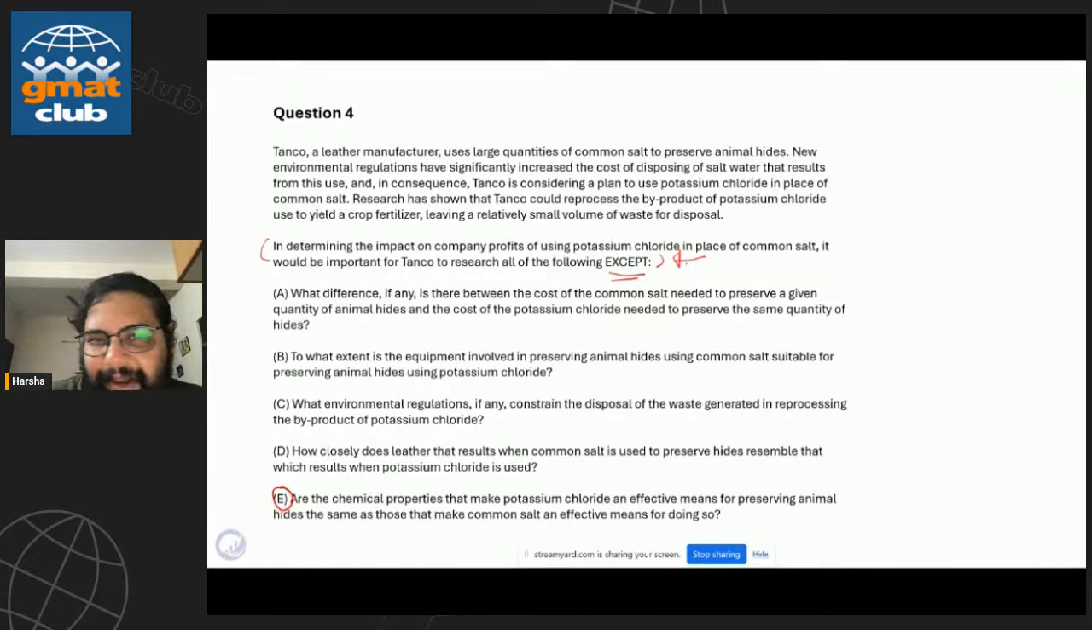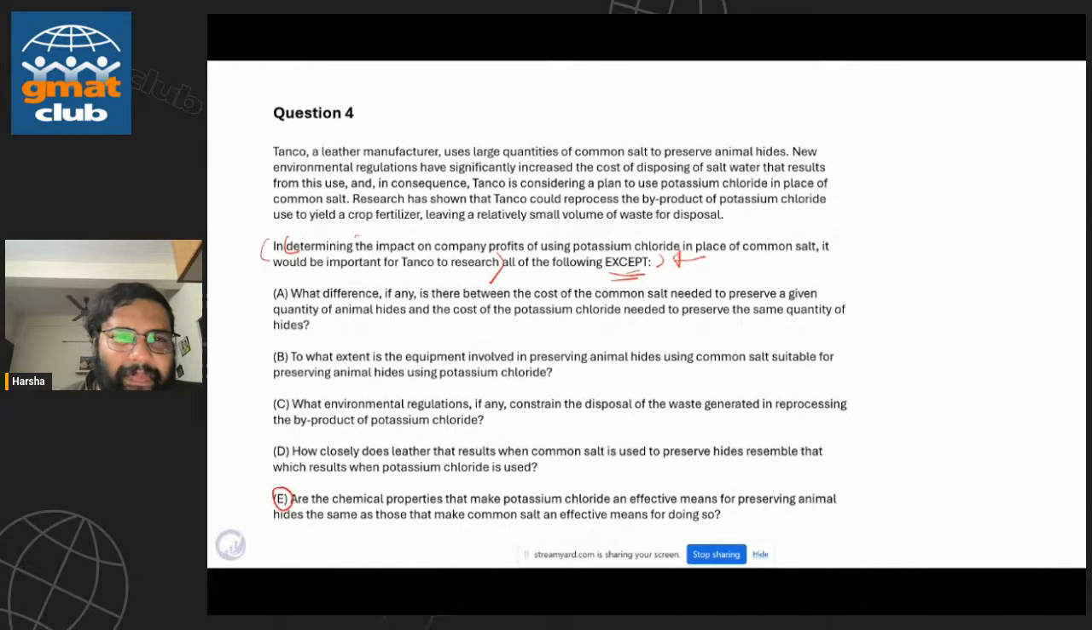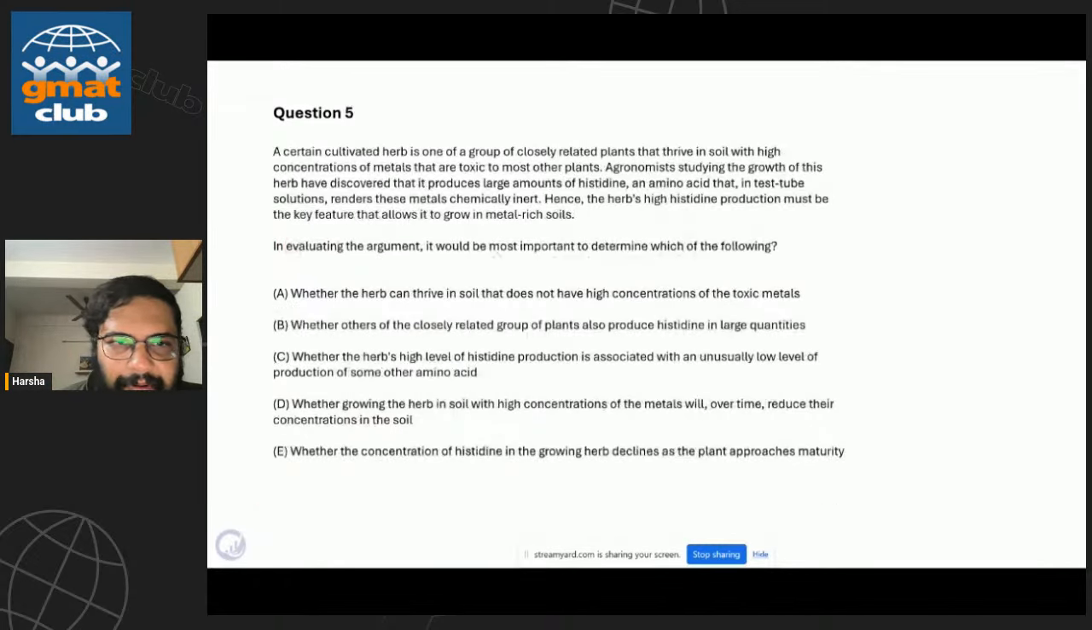So firstly, it's an evaluate except question. Second, you really have to read this portion: exactly what is it you need? With this, let's do the next question as well. This is a set of two. This is, of course, E, and we'll come to it. Let's do the next one.